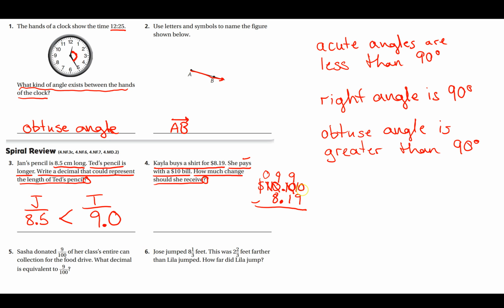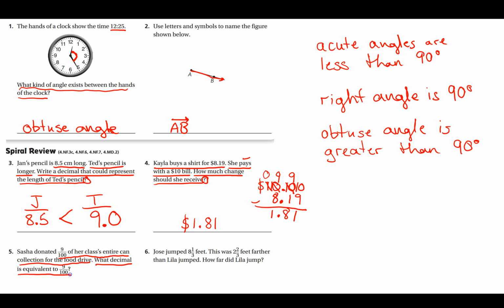So now I finally have gotten it all the way down to the hundredths place. So 10 hundredths minus 9 hundredths would be 1 hundredth. 9 tenths minus 1 tenth would be 8 tenths. Decimal comes straight down. 9 ones minus 8 ones would be 1. So how much change should she receive? $1.81.